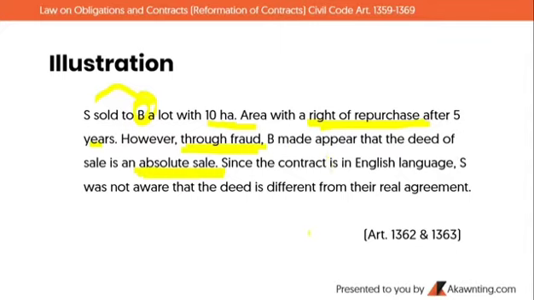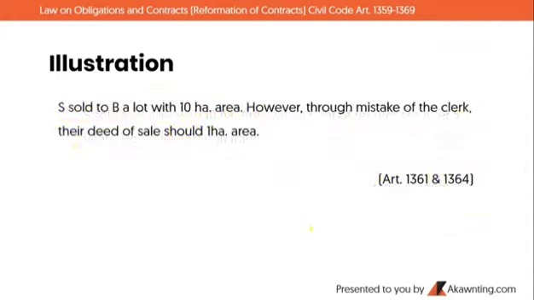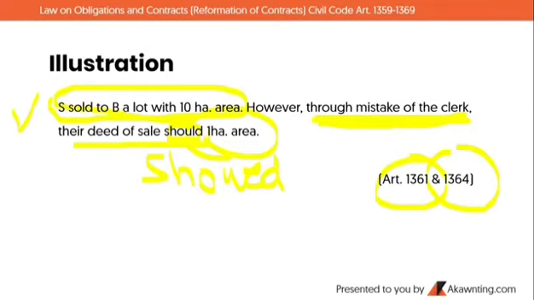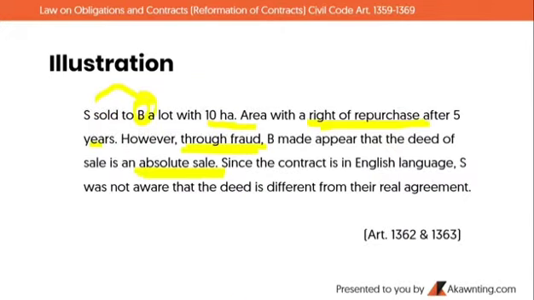Okay, so in this case, in this reformation, i-compare natin dun sa first illustration. In the first illustration, both S and B may ask for reformation. However, in this case, ang pwedeng mag-ask ng reformation ay yung injured party. Siyempre, ang nag-employ ng fraud ay si B. So, hindi siya pwedeng mag-ask ng reformation. Ang pwedeng mag-ask ng reformation ay yung kabilang party in this case. Okay? Kasi hindi mutual eh.